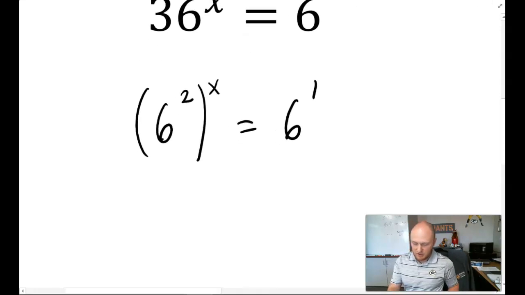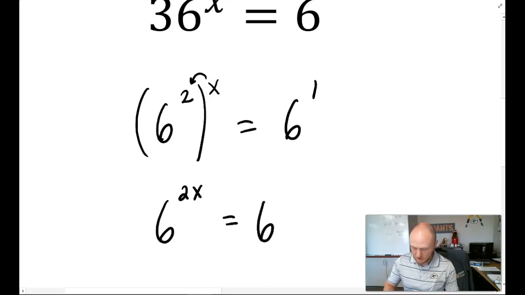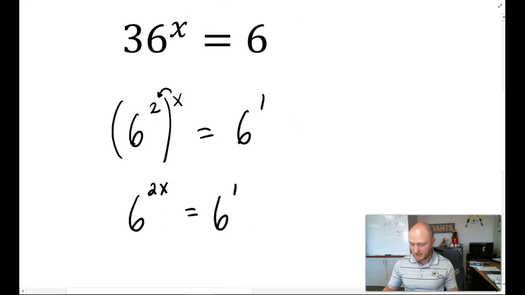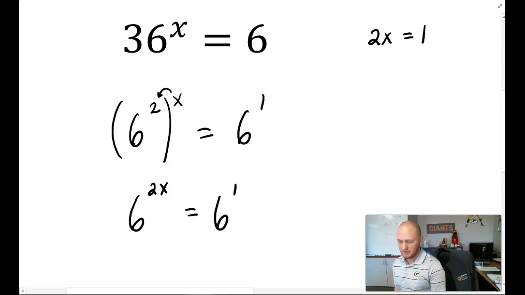So in this situation, this is power of a power. We did this earlier in the year, power of a power. You multiply those. So really this is 6 to the power of 2x, which is equal to 6 to the power of 1. So hey, I made the bases the same. They have the same base, therefore their exponents have to be the same. 2x is equal to 1.